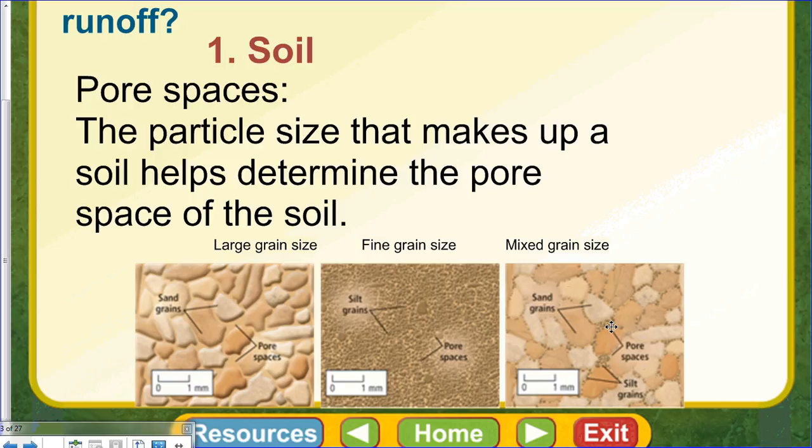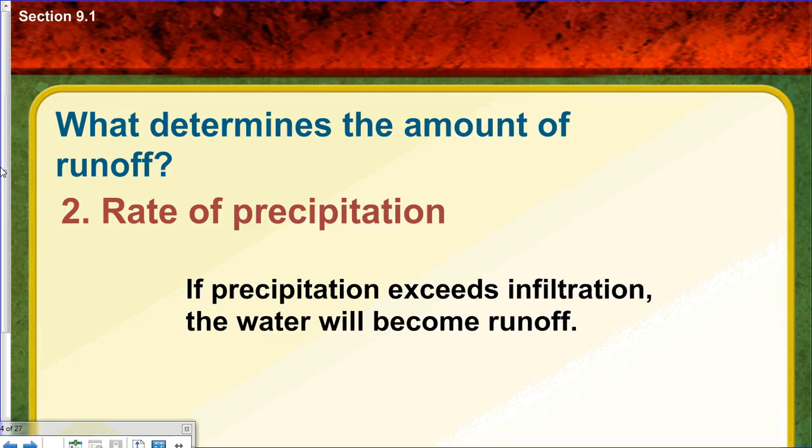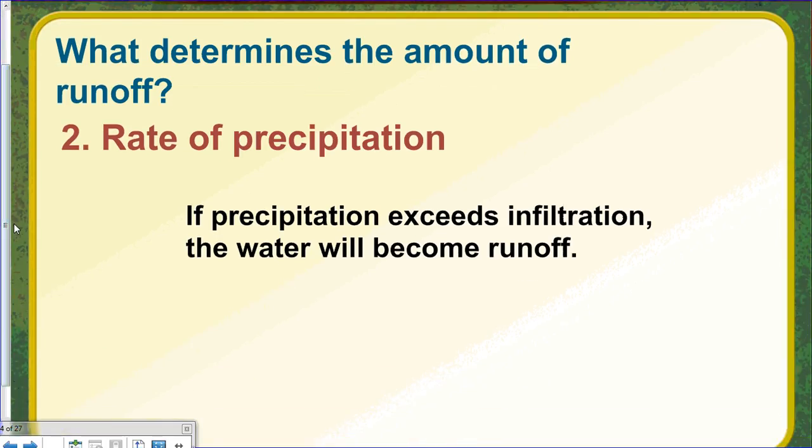So when you've got lots of space in between your particles, you're going to have lots of water soak in and not much runoff. When you don't have that space in between the particles, nothing can soak in, and so the only place it can go is over the surface of the land. So we said precipitation, the amount of rain that there is. If it rains more than it can soak into the ground, which is what infiltration is, so if there's more rain than what can soak in, it's going to become runoff.